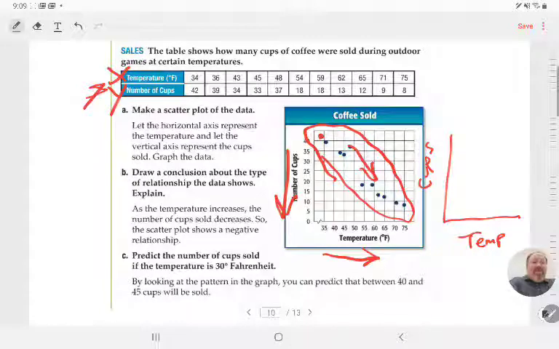So we know what it is at 34 degrees Fahrenheit. So we could just go to the left a little bit, and what would it be? Well, it would be somewhere between 40 and 45 cups. It'd probably be closer to 45. So I could put between 40 and 45 cups will be sold. I could put about 44 cups would be sold, somewhere in there. All right.